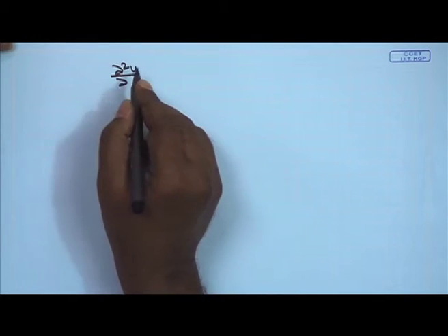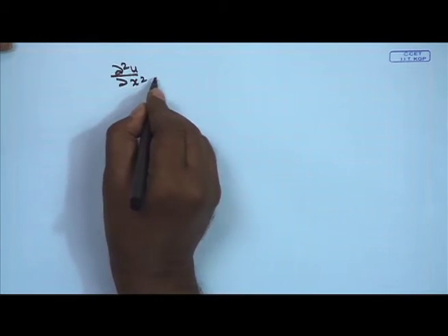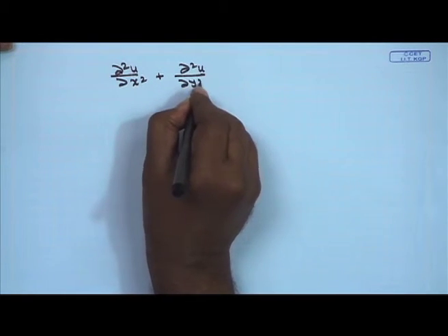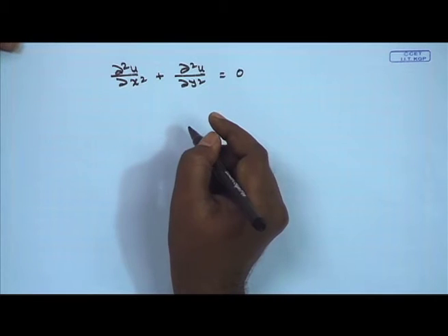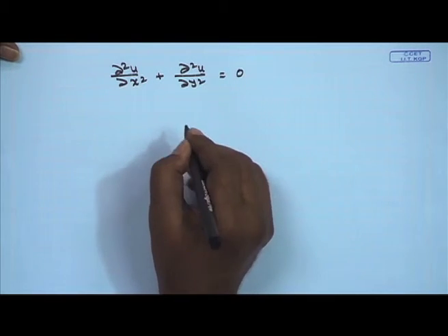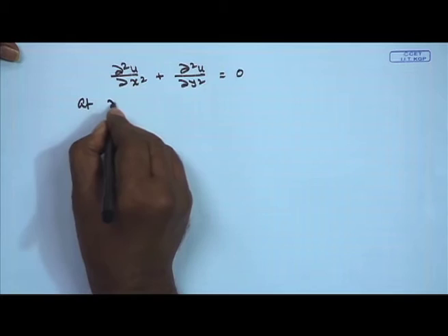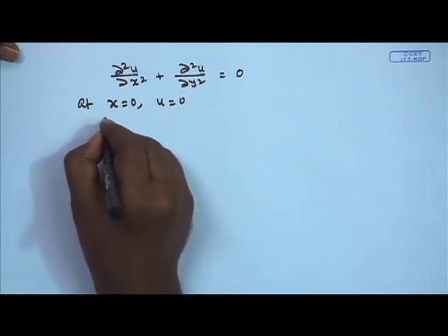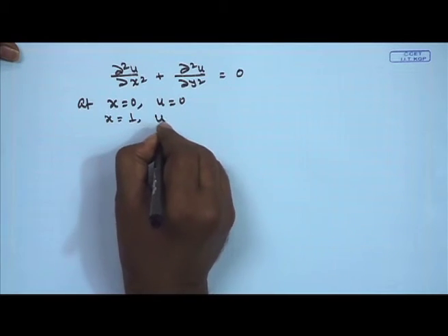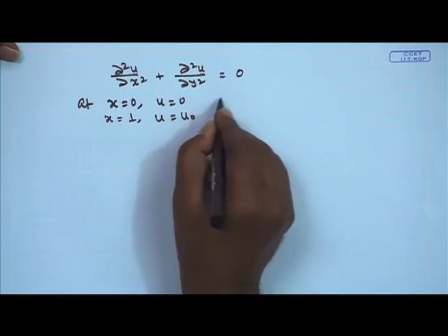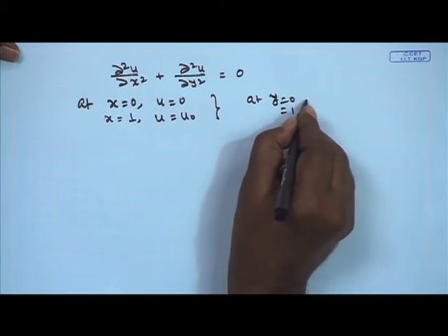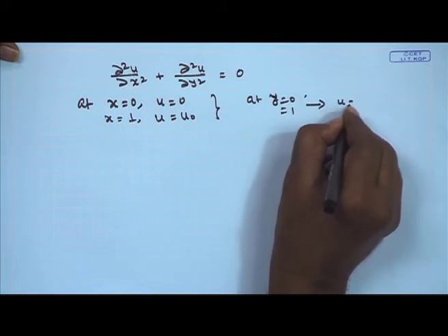So, we will be solving the partial differential equation ∂²u/∂x² + ∂²u/∂y² = 0, and at x = 0 we have u = 0, at x = 1 we have u = u0, and at y = 0 and 1 we have u = 0.